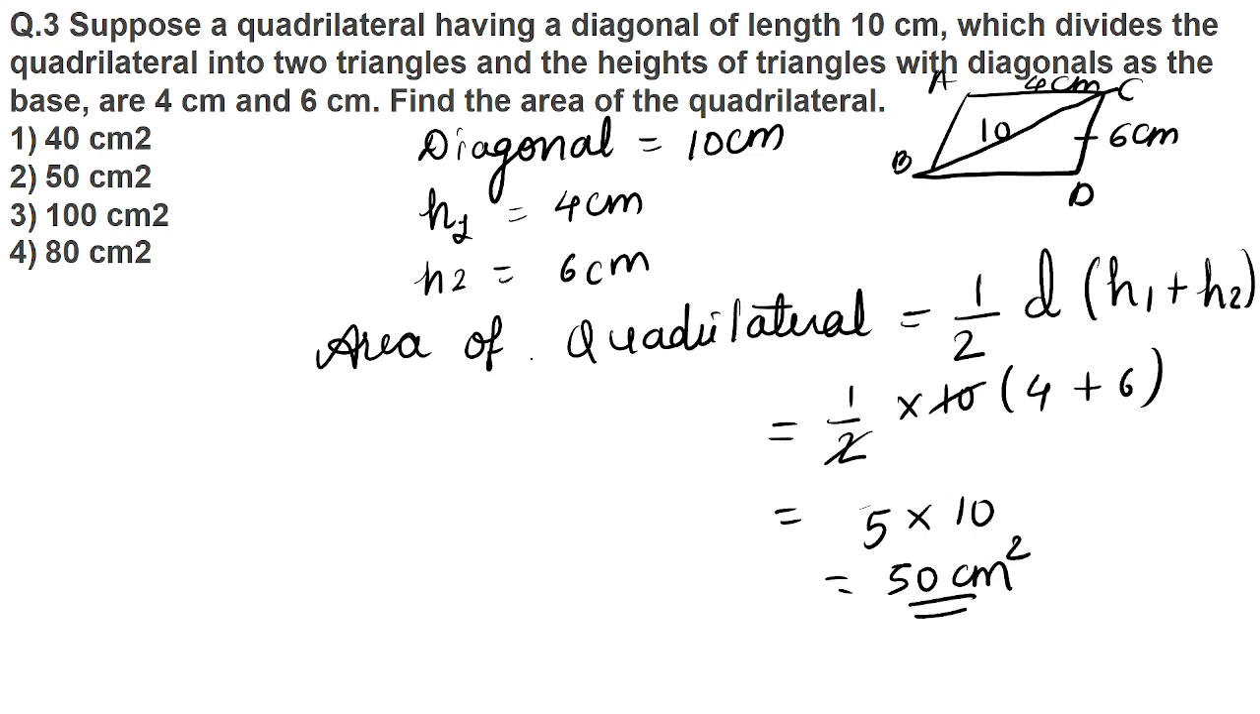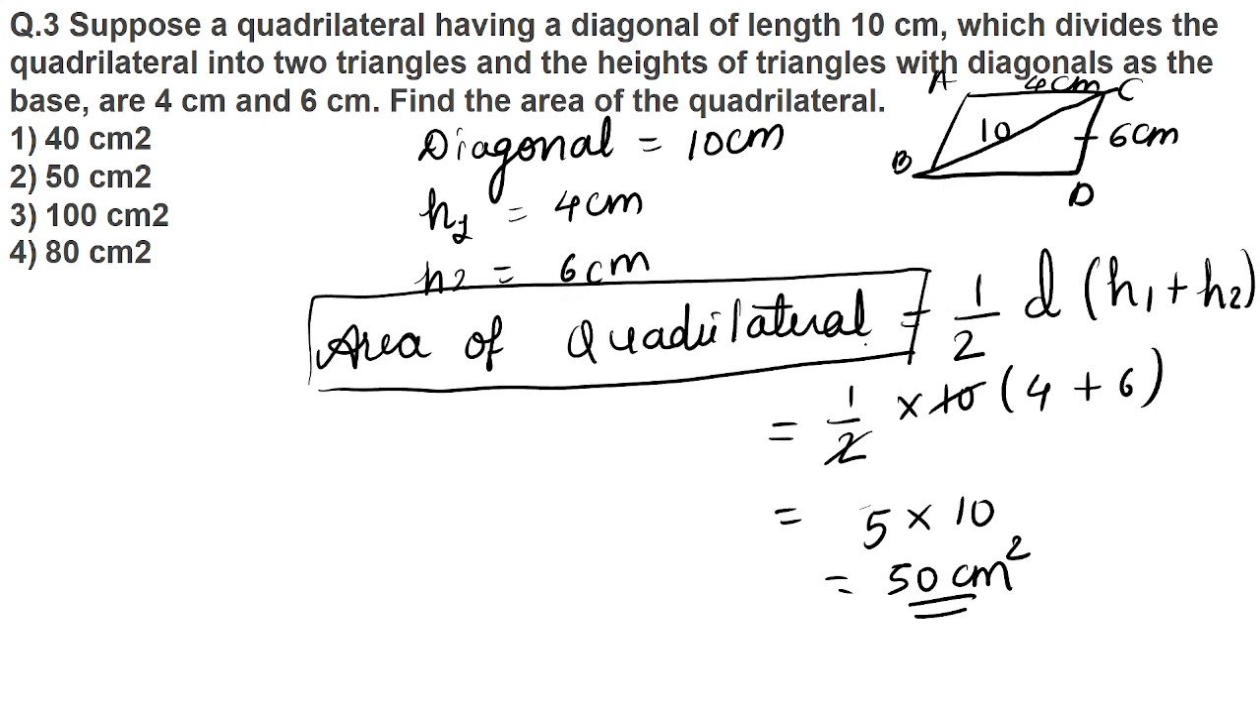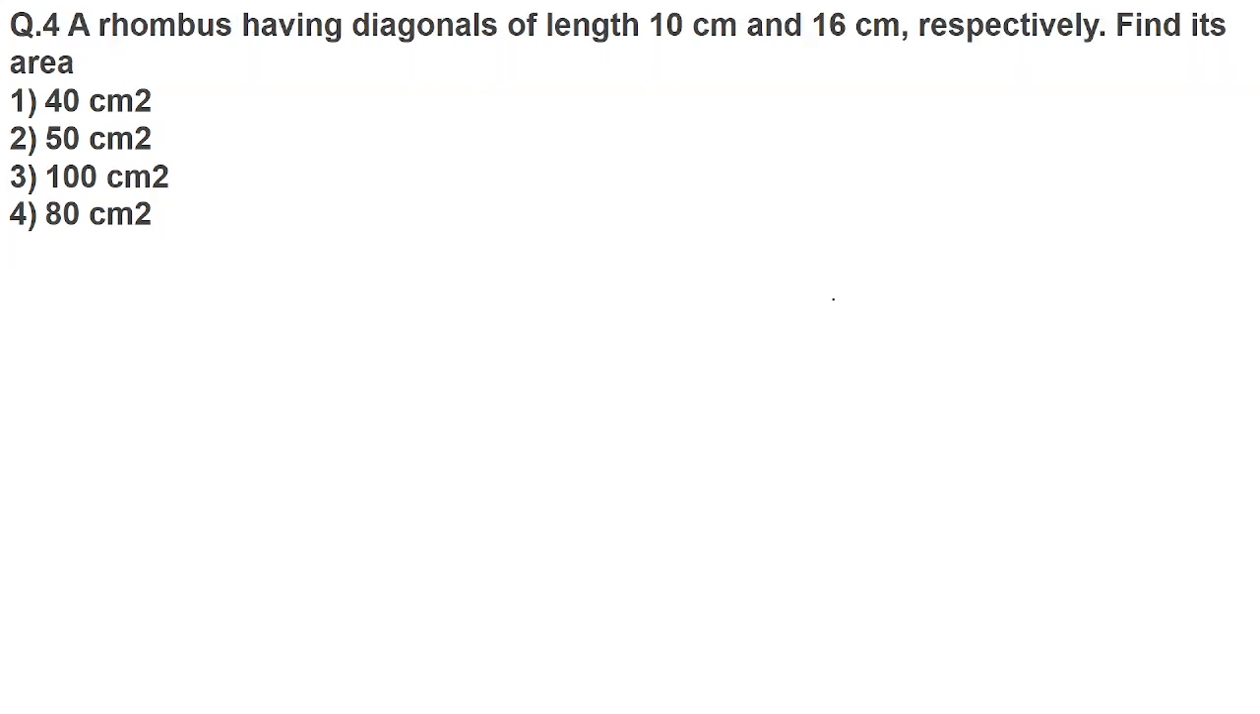Calculation was easy. What was important for us? We should know the formula for the area of a quadrilateral. It is half of diagonal, half of D into H1 plus H2. This is the formula which is important whenever the heights of the triangles formed due to the diagonal in a quadrilateral are mentioned to you. At that time, if those two heights and the diagonal dimension are mentioned, then you can use this formula.